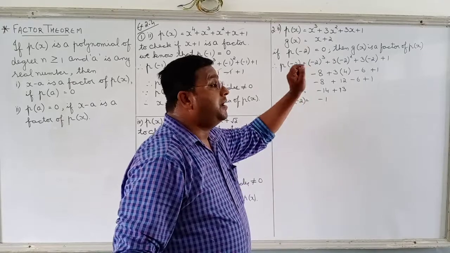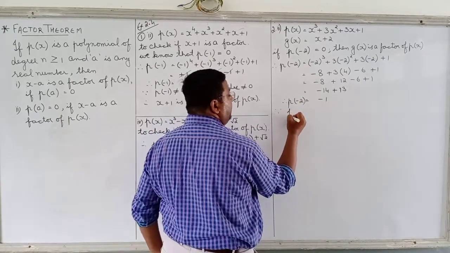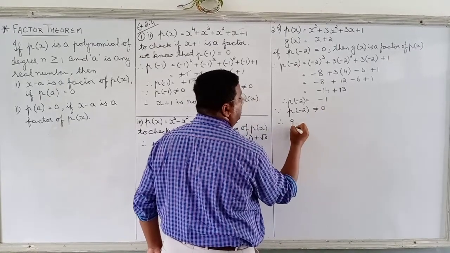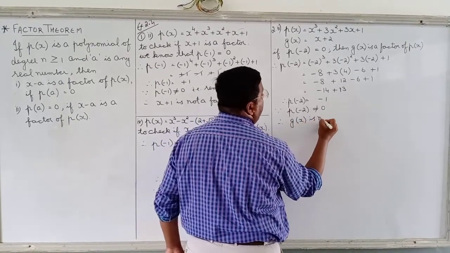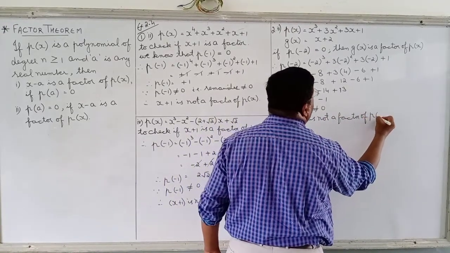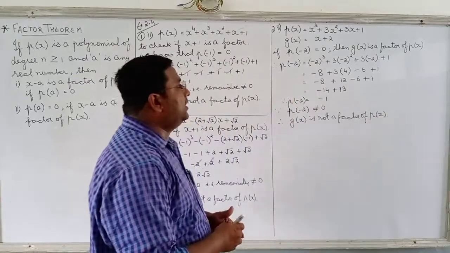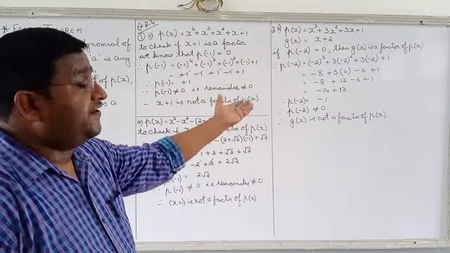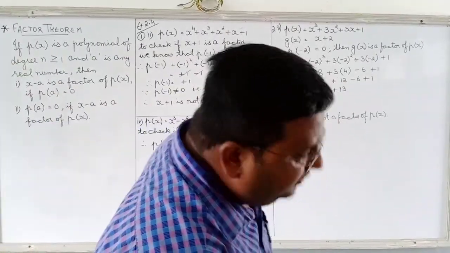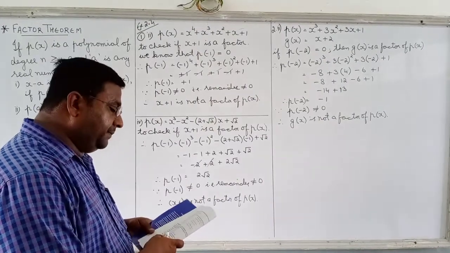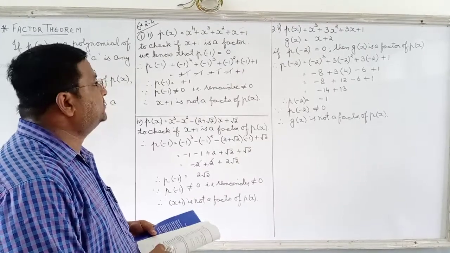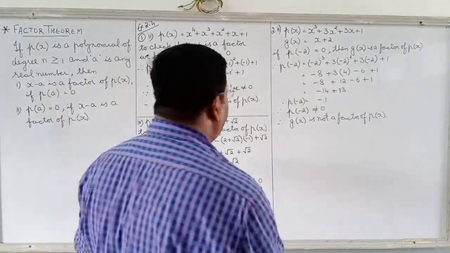What is the remainder? Minus 1. Because P of minus 2 is not equal to 0, therefore g of x is not a factor of p of x. Clear, students? If it is a factor, the remainder has to be 0. Now let us talk about the third part of the same question. You can see x cube minus 4x square plus x plus 6.